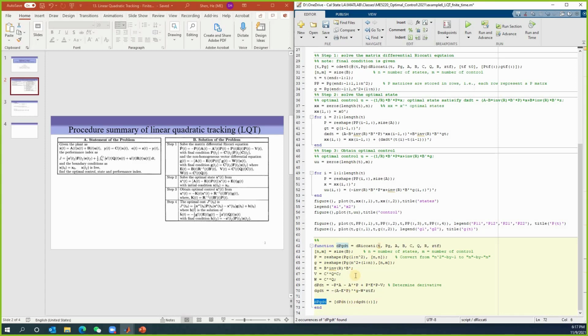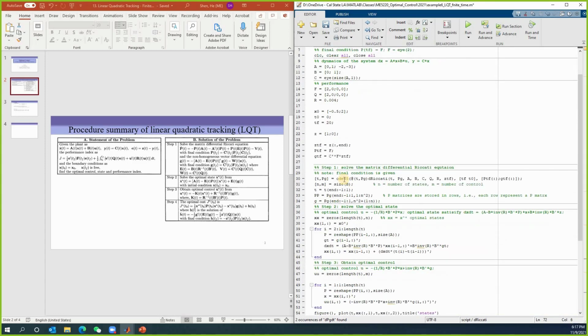Toward the end, we need to put them in one column. That's because of the limitation of the ODE solver. It can only solve the differential equation in one column, so it cannot solve the matrix directly. But it's not a big deal. We can put a matrix into vector form, then we put them back after we solve it. So this is how we solve the P and G matrix.